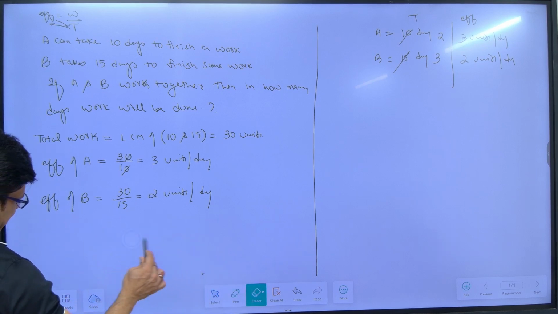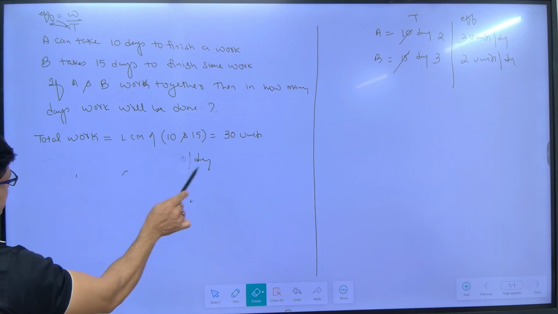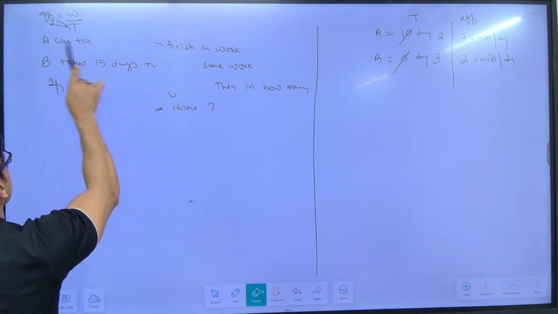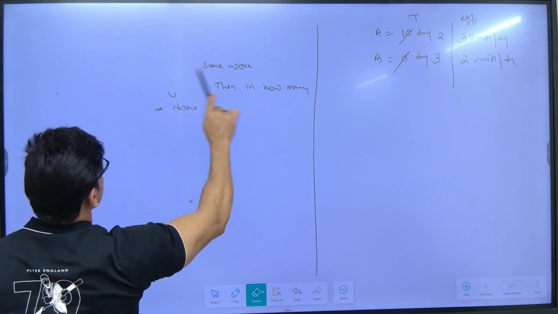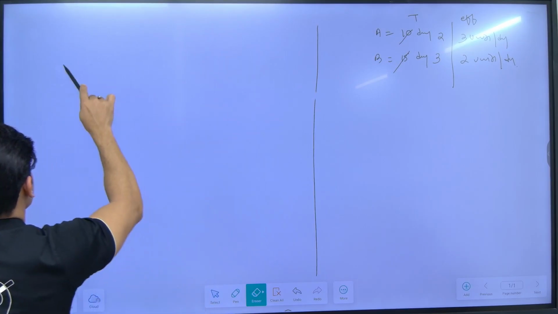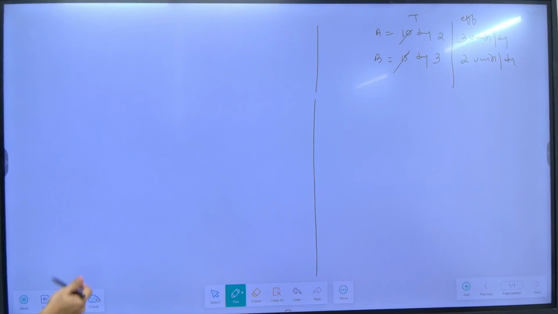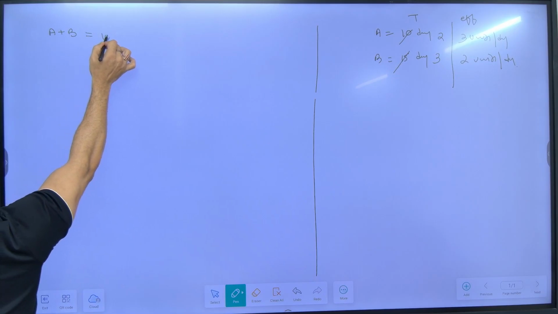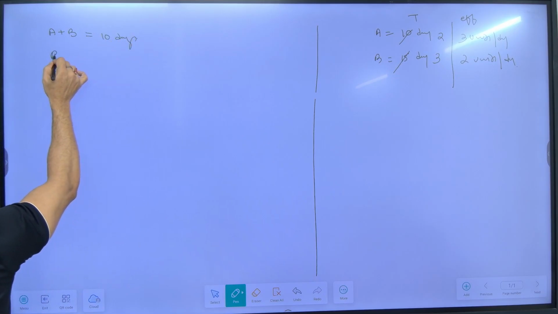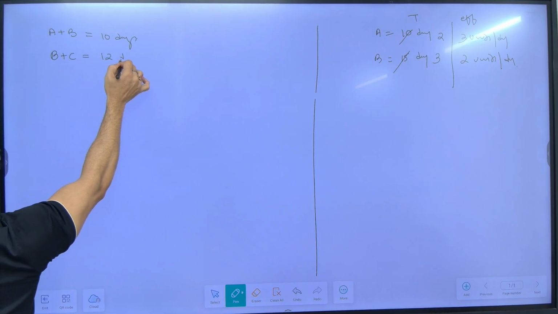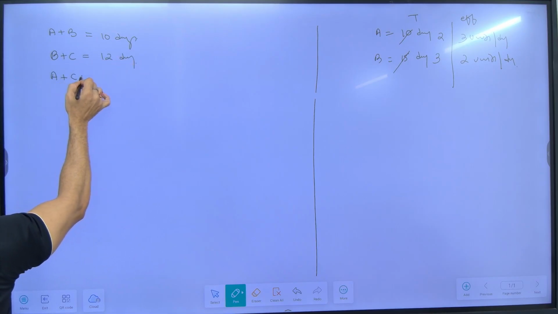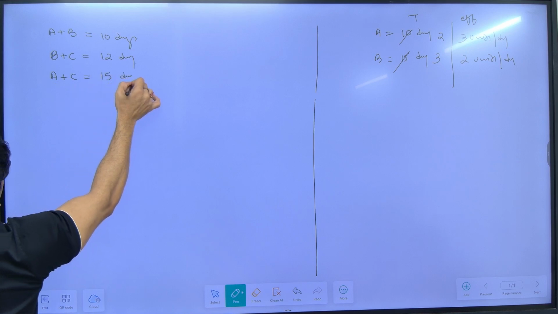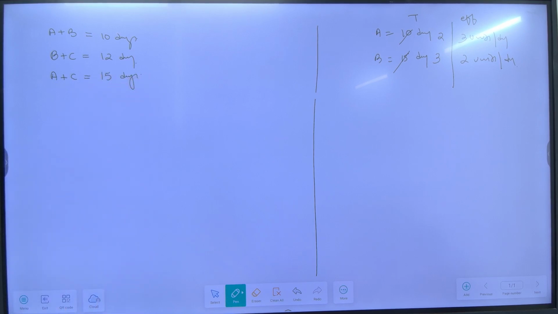Okay. Next is, I'm not writing the entire question, just A and B together can do some work in, let's say, 10 days, while B plus C can do it in 12 days, and A and C together can do the same work in 15 days, right? A and B can do this work in how many days?